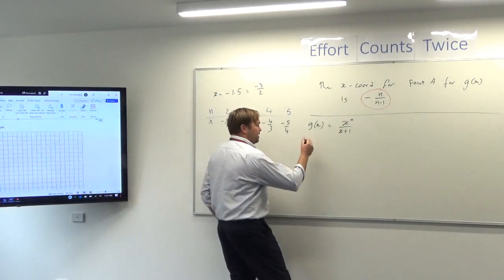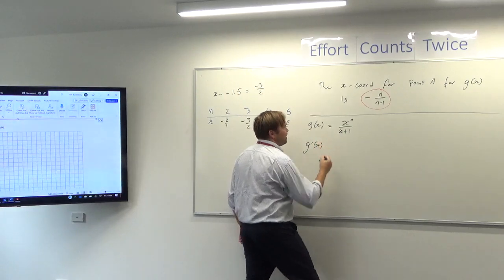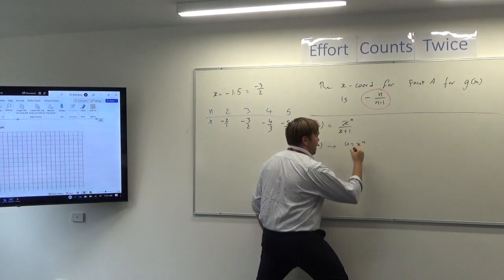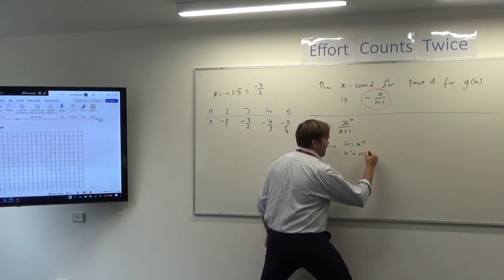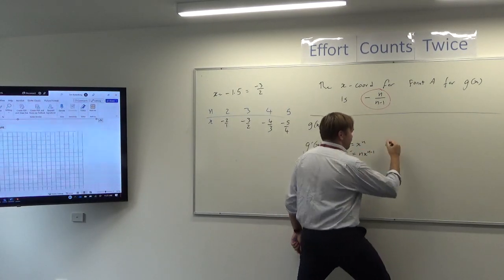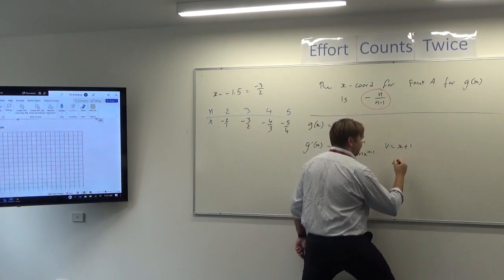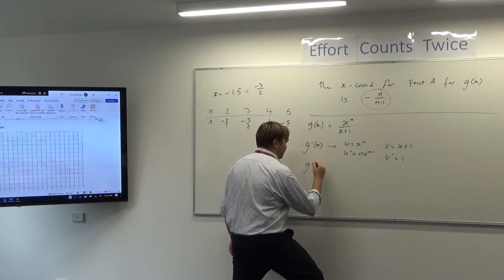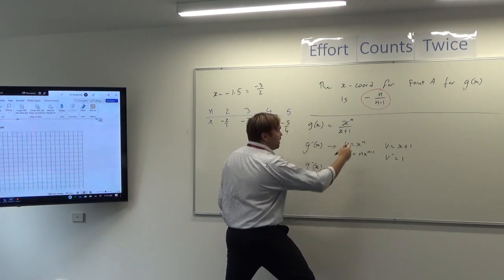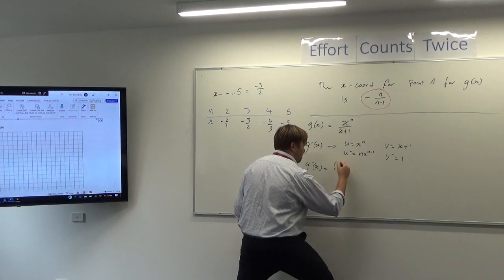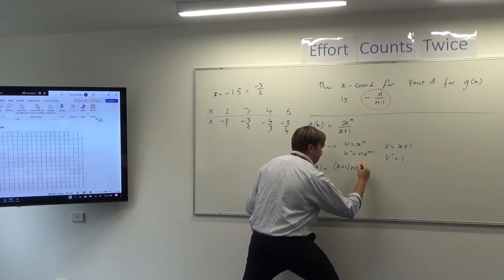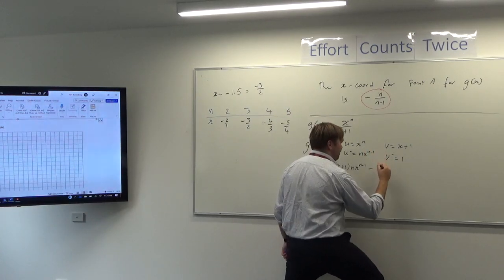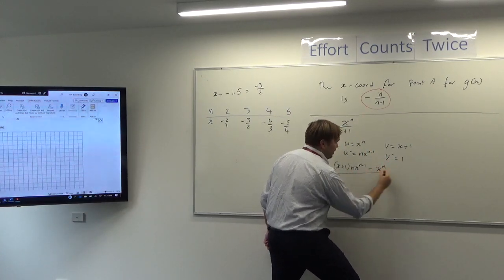So let's find the first derivative, g dash x. If we're hunting that, I would say u is x to the n, u dash is n x to the n take 1. v is x plus 1, v dash is 1. Therefore, g dash x is u dash v minus v dash u on v squared.